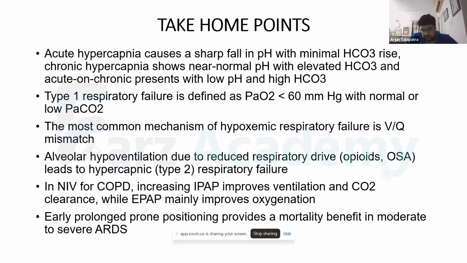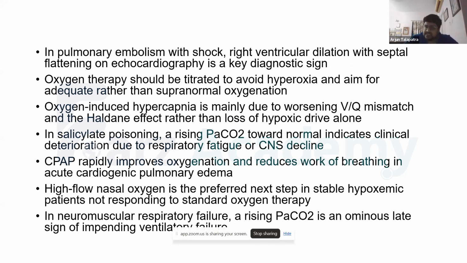We spoke about early prolonged prone positioning, how it provides a mortality benefit and is now a grade 1 recommendation for moderate to severe ARDS. Pulmonary embolism with shock, the echocardiographic signs, RV dilatation with septal flattening. We spoke about hyperoxia and how it is important to titrate oxygen therapy and aim for adequate rather than supranormal oxygenation. We spoke about oxygen-induced hypercapnia, VQ mismatch, and the Haldane effect, and the concept of hypoxic drive, and how that is not the most important mechanism when it comes to oxygen-induced carbon dioxide retention.